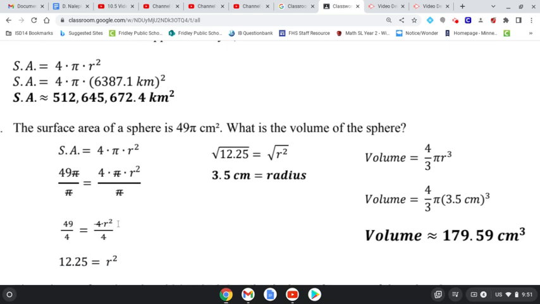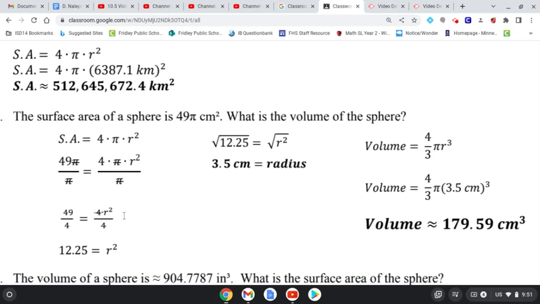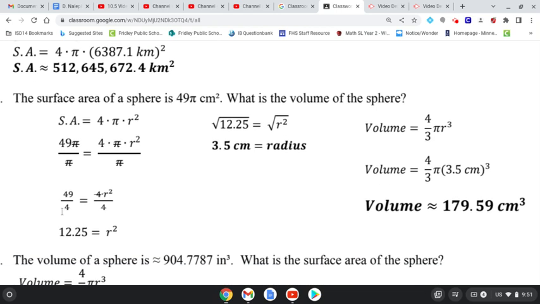So we want to get rid of that multiply by 4. So we're going to go ahead and divide both sides by 4. 49 divided by 4 is 12.25 equals r squared. And so now we want to do the opposite of squaring. And the opposite of squaring is the square root. So we're going to go ahead and take the square root of 12.25. So on your calculator, you can hit second x squared to get the square root. And the square root of 12.25 is 3.5 centimeters.